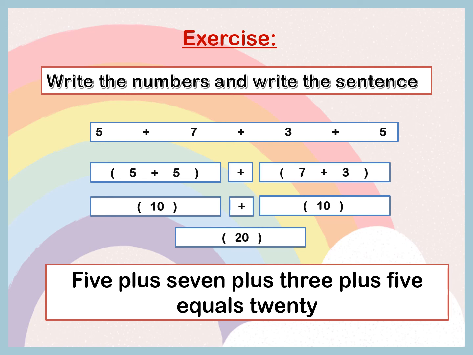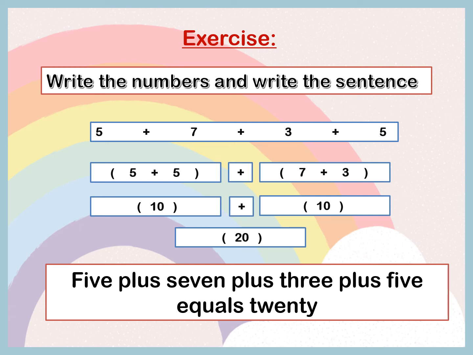5, F-I-V-E, plus, P-L-U-S, 7, S-E-V-E-N, plus, P-L-U-S, 3, T-H-R-E-E, plus, P-L-U-S, 5, F-I-V-E, equals, E-Q-U-A-L-S, 20, T-W-E-N-T-Y. 5 plus 7 plus 3 plus 5 equals 20.